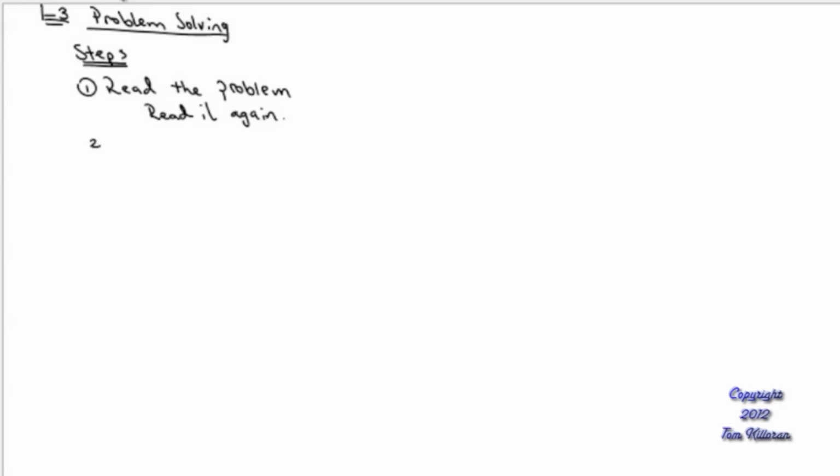Step 2. Organize the information. It's going to throw a bunch of things at you. You have to determine what's important, what's not, and how to get the things on your paper so that you can find information quickly.